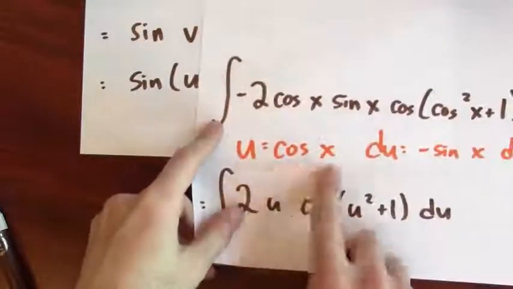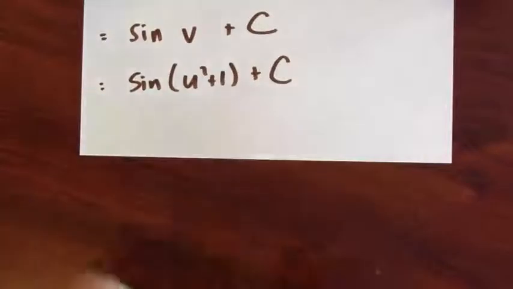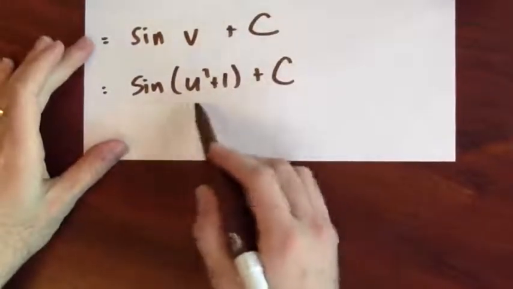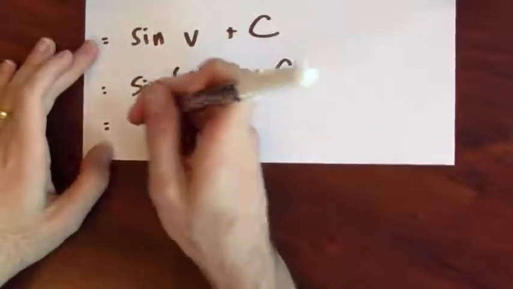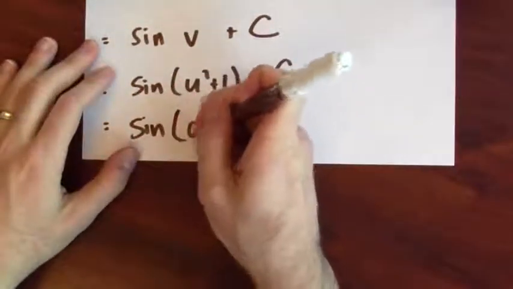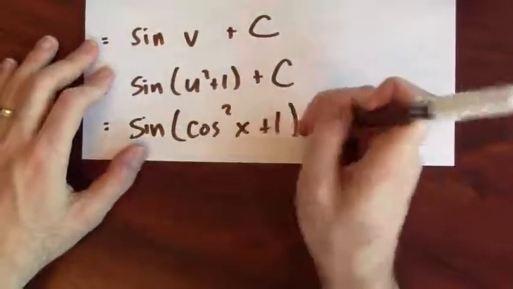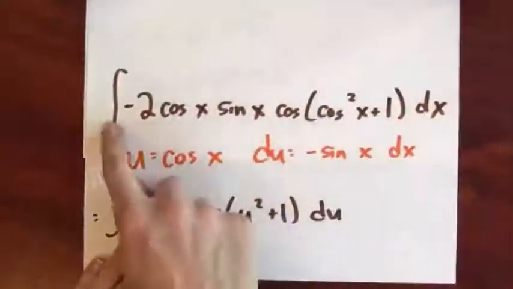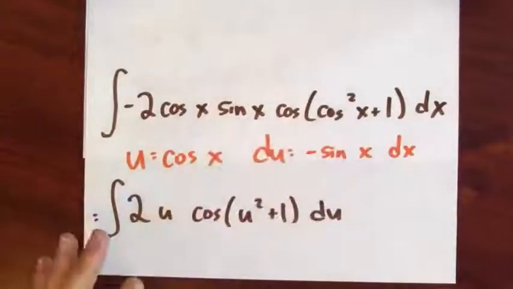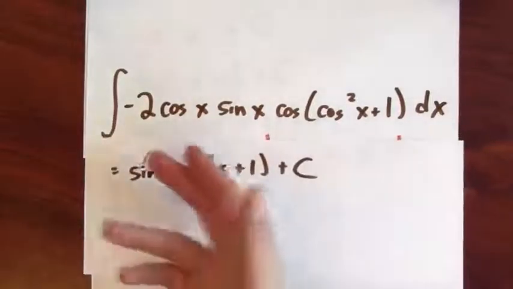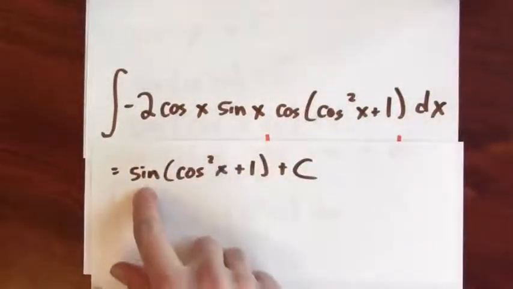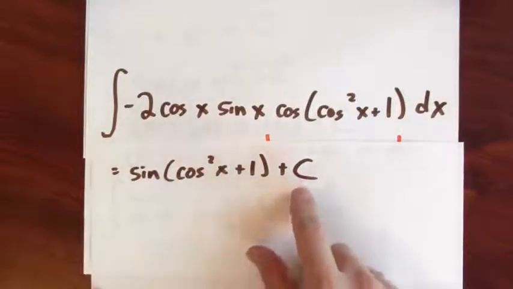My answer is in terms of u, but the original question was in terms of x. Let's remember what u was. u was cosine x, so I can make that final substitution back in here. So instead of writing sine of u squared plus 1, I'll write down sine of cosine squared x plus 1 plus c, because u is cosine x. So what am I claiming? The original question was asking for an antiderivative of this crazy expression, and what I'm claiming is that the antiderivative of this is sine of cosine squared x plus 1 plus c.